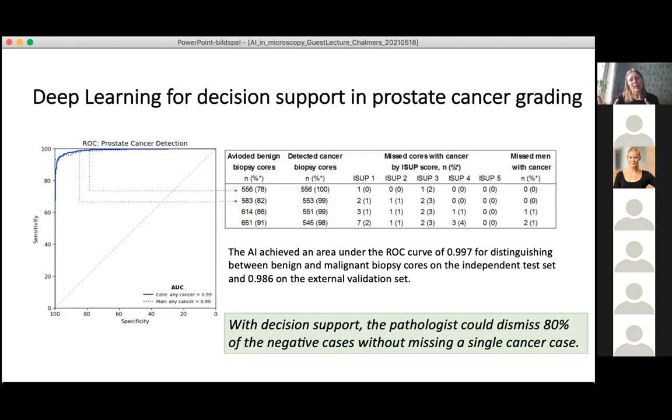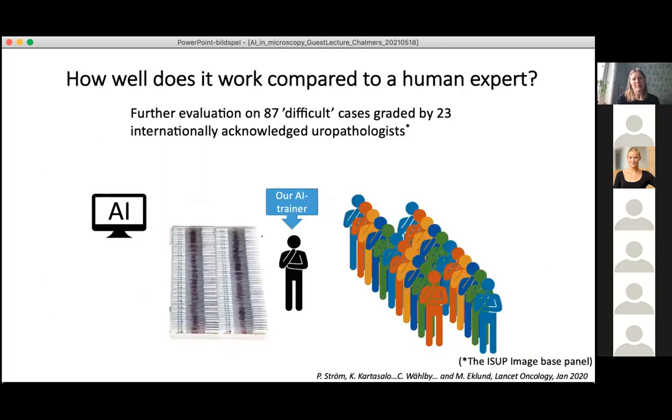And for all the cases that we would actually look at, we would have this guide to see where to focus our attention. So we could really speed up the whole process and hardly miss any cases at all. But then again, does it really work better than the visual grading?